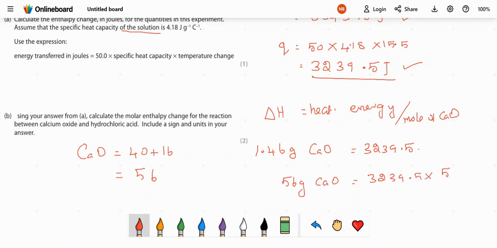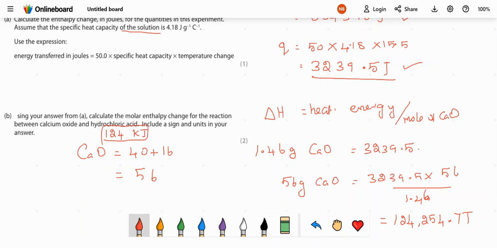3239.5 into, just a cross multiply, 56 divided by 1.46. So what we are getting, let us check that one. Do the calculation in the calculator, right? So finally we are getting 124,254.7 joule. If they are asking in kilojoule, then you should write your answer in kilojoule, which means approximately 124 kilojoule.